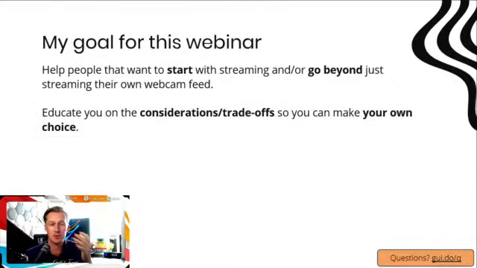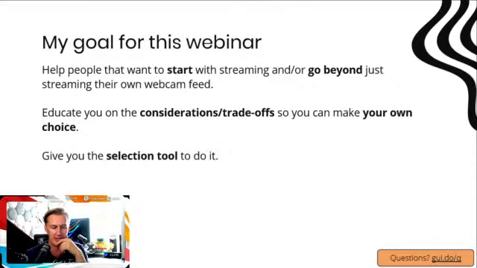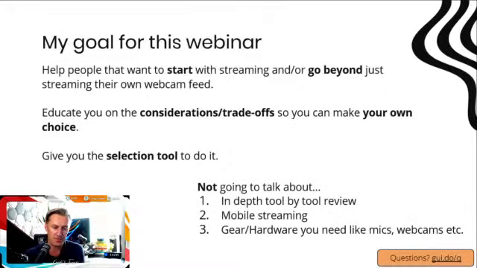I'm going to try to educate you on the considerations that you need to make, the trade-offs that you'll have to make, so you can make your own choice. Again, you can watch those videos with the top 5, but you want to make your own choice. If you want features above just sharing your own website, your own webcam, you'll probably want to have some more information, and you need that knowledge to do that. And I'm going to end up with sharing this selection tool with you.